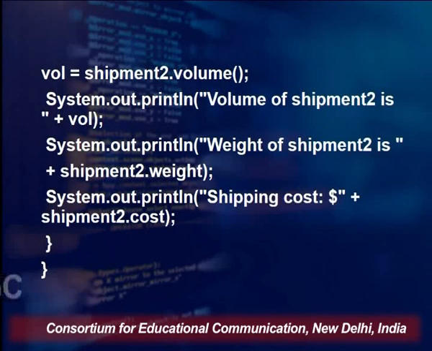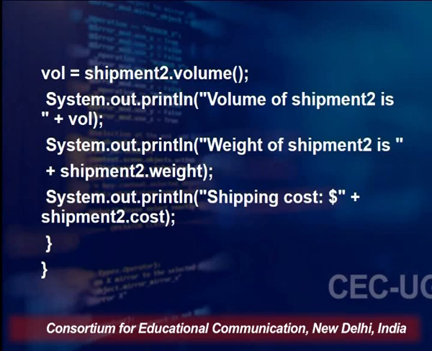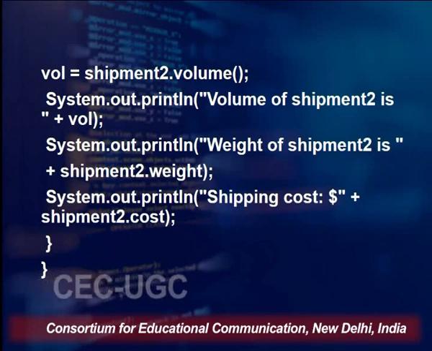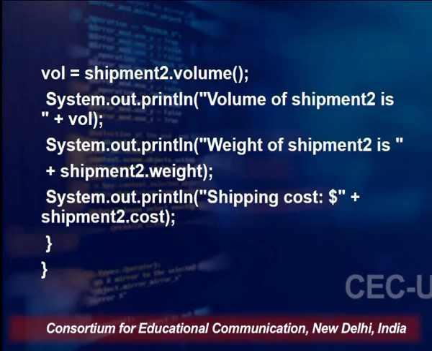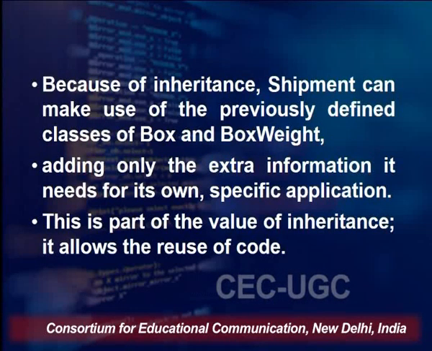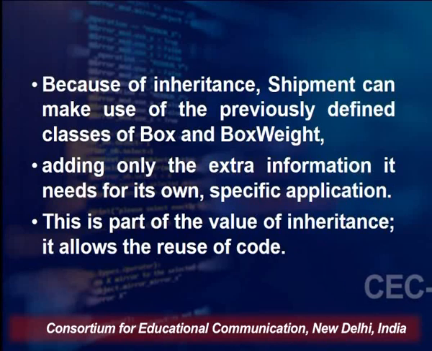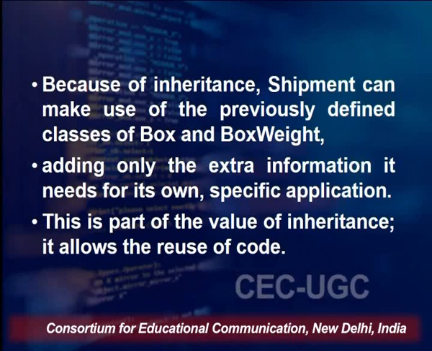And finally, after this whole calculation of volume, then printing of weight, and then printing of cost, if we see the output of the program, we will have the volume, the weight, and the value of the variable cost. So because of inheritance, the class shipment can make use of the previously defined two classes. One is box, another one is box weight.